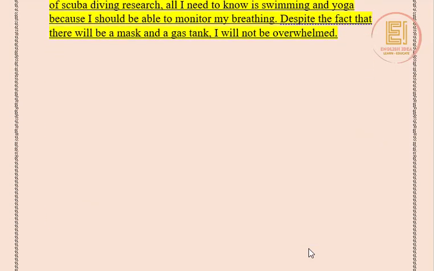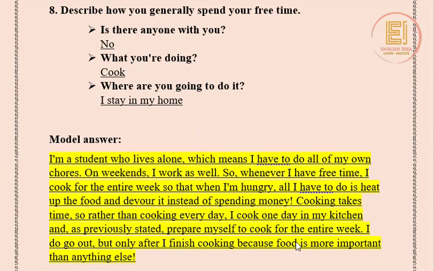Okay, so now I will move on to question number 8, which is to describe how you generally spend your free time. So the first question is, is there anyone with you? The second question is, what are you doing? And the third question is, where are you going to do it? Again, on the screen you can see I have literally said no, cook, and I stay in my home. That's all. I didn't give any extra information because there is literally no need to put a lot of energy in here when you can just put them all in your model answer.